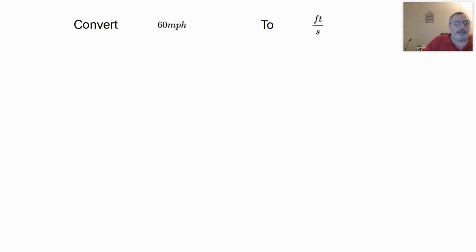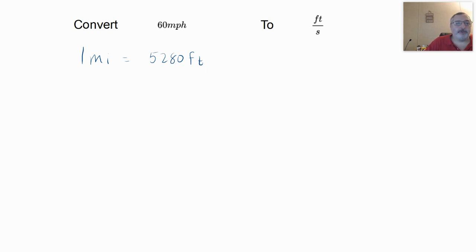So if I look right here, the first thing it says is convert 60 miles per hour into feet per second. So I need to know the conversion to go from miles to feet. That's the first one I'm going to give. So 1 mile is equal to 5,280 feet. Now that's one that you probably should know, but typically you're given that one.